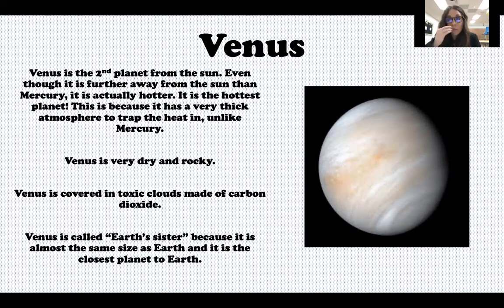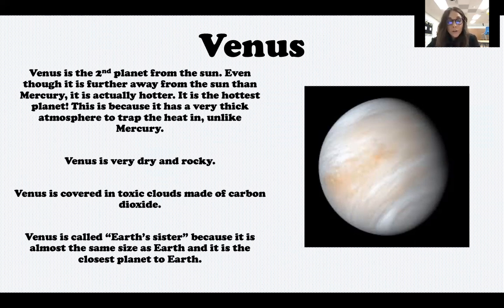And carbon dioxide is what we breathe out, and it can be very dangerous for us to breathe in and all other animals. So this is one of the reasons, there are many, but this is one of the reasons why animals are not able to survive on Venus, because of its toxic clouds.